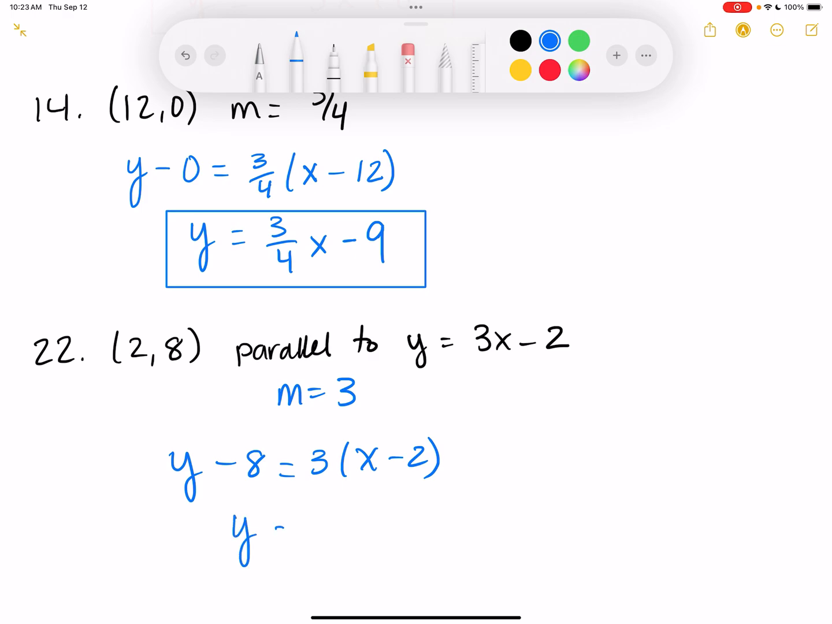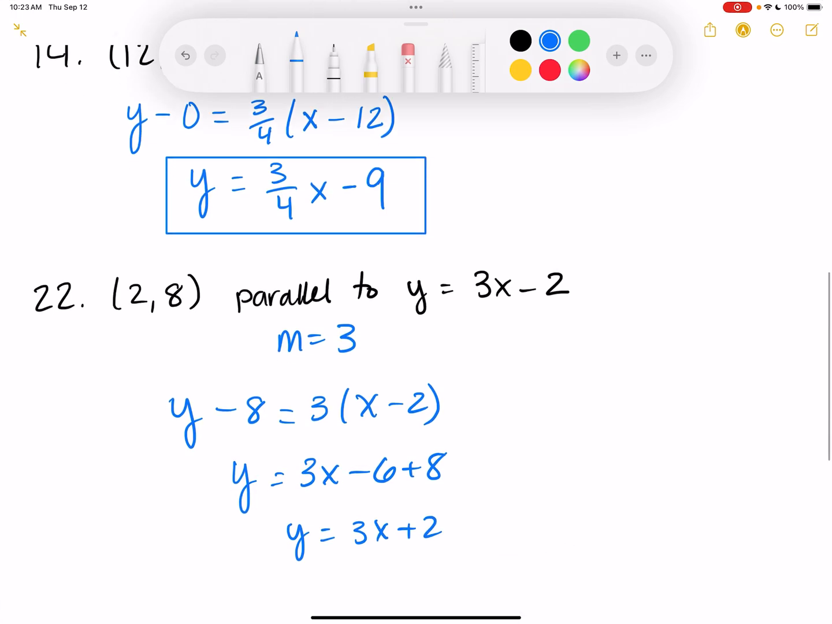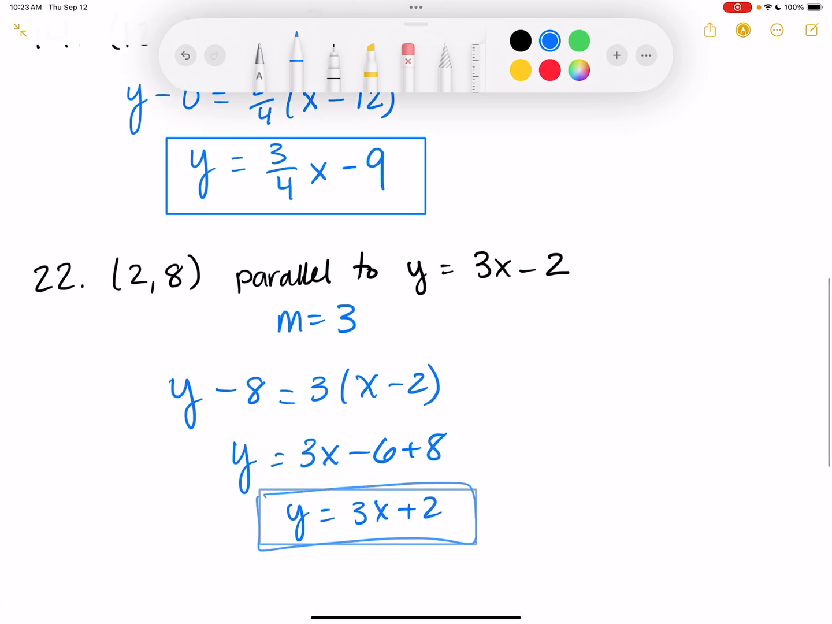So y equals 3x minus 6 plus 8. So y equals 3x plus 2. So same slope, so I know I did it right.